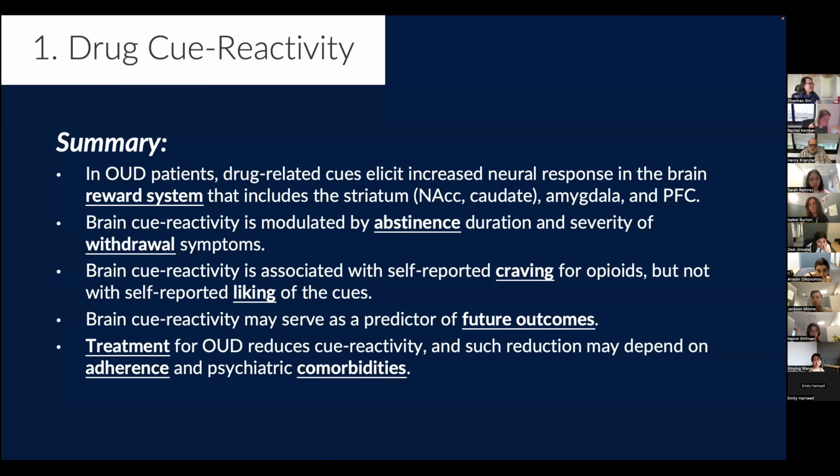So to summarize, in OUD patients, drug cues activate the brain reward system, and this brain response is modulated by abstinence and withdrawal symptoms. And Cue-Reactivity is also associated with craving but not liking of the cues. This Cue-Reactivity can also be predictive for treatment outcomes. And lastly, the treatment appears to reduce Cue-Reactivity, although the reduction may depend on adherence and other psychiatric comorbidities.